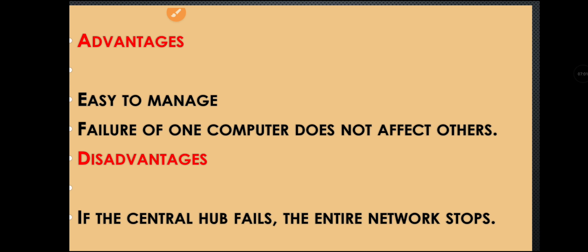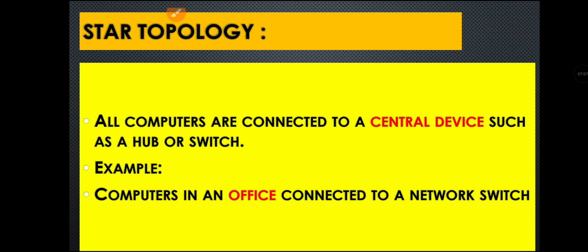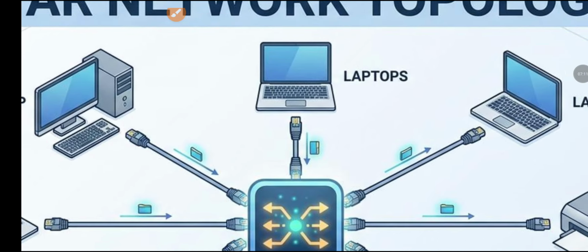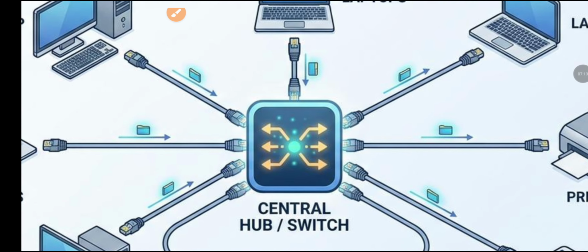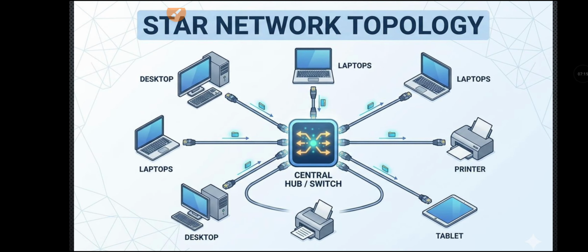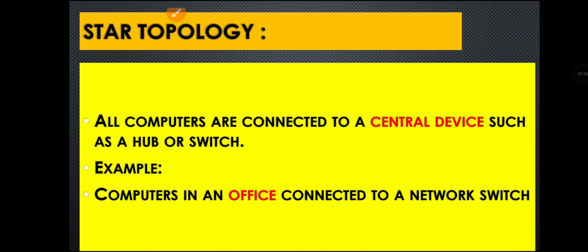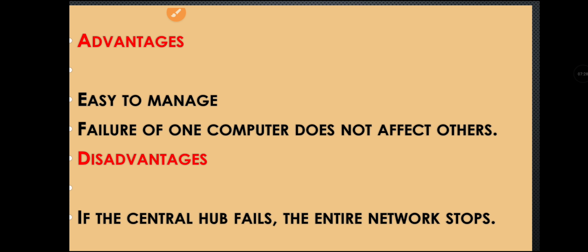But there are disadvantages also. What is the disadvantage? If the central hub fails, the entire network stops. If the central hub or central switch stops working, then what happens? All the computers and all the desktops stop functioning if the central hub fails to function. That is the one disadvantage of star topology.